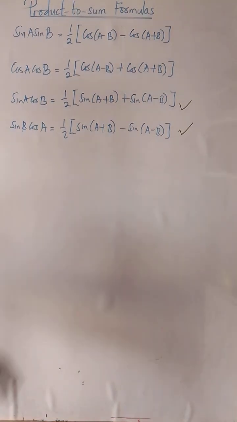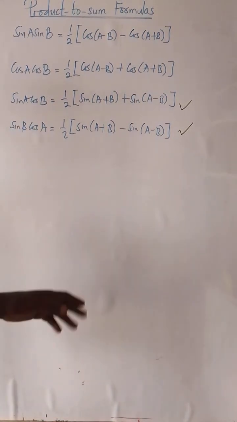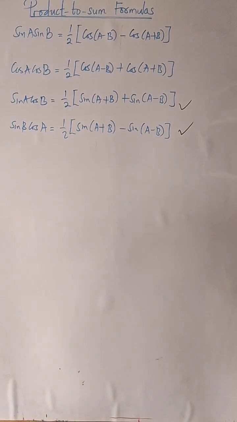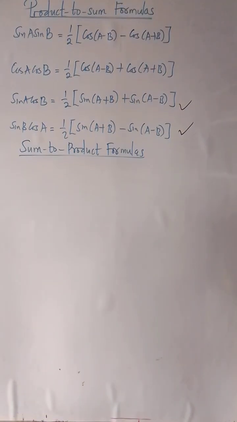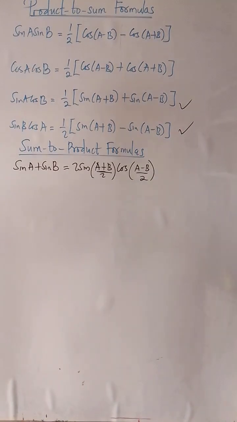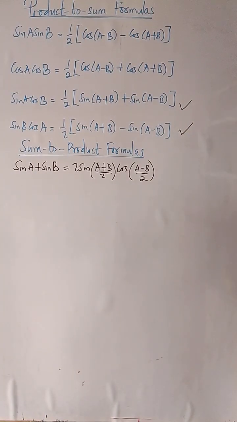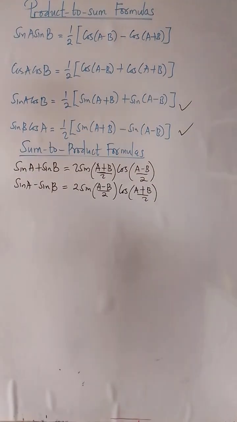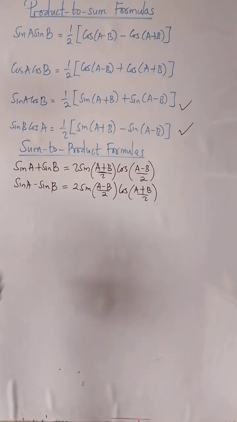So as we have product to sum formulas, we have the opposite. We also have the sum to product formulas. And what are they? The sum to product formula for sine A plus sine B. Let's try for others too. Can you see the pattern? Plus minus minus plus. Is it not beautiful?